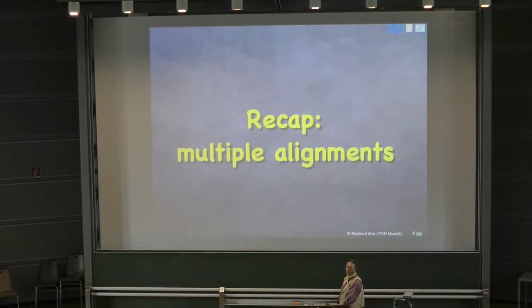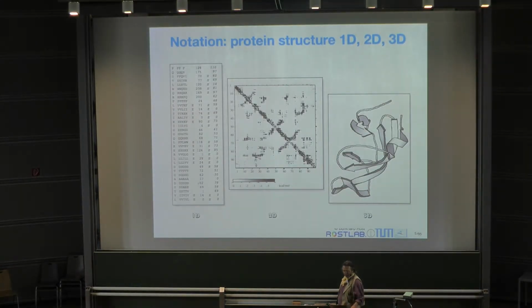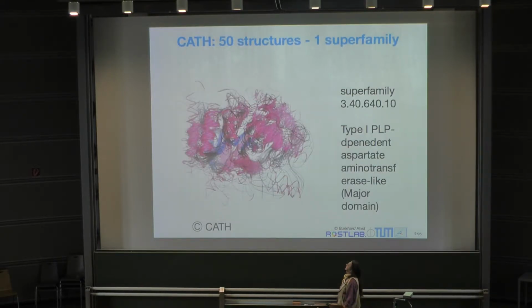Let's recap multiple alignments. And let's just begin with a view of proteins 3D, 2D, 1D. Same information here, although it's one dimension less. Reduction of the information that we will talk about in terms of prediction. Similar proteins have similar shapes. As you see here, a family of about 50 proteins that all have a similar function and essentially similar shapes.